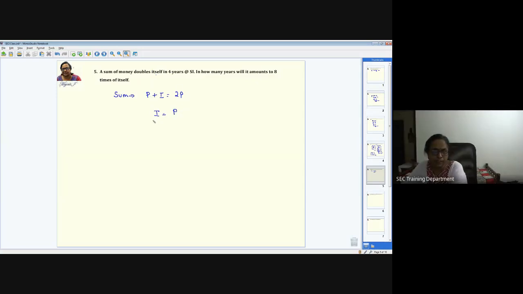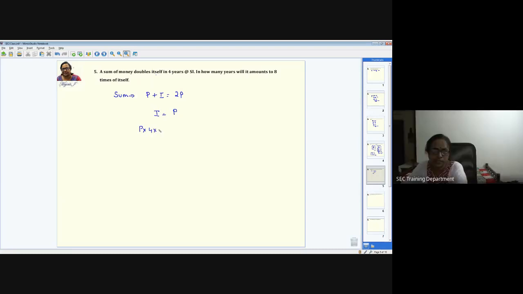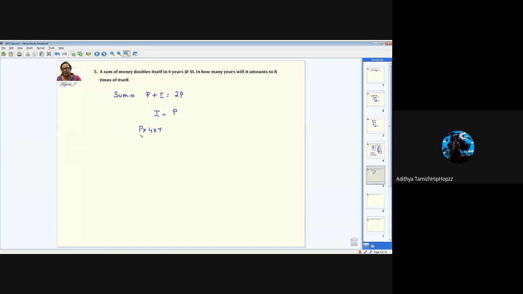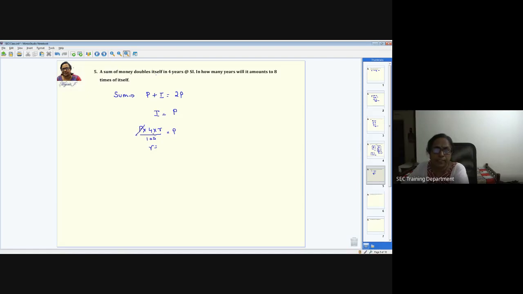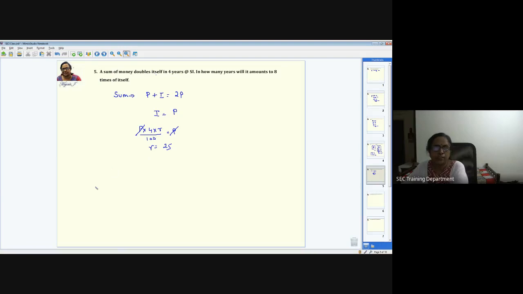Now you replace the values. What is interest? PNR by 100. So P into what is N here? 4 years. So what is R here? This will get cancelled. R is 25.